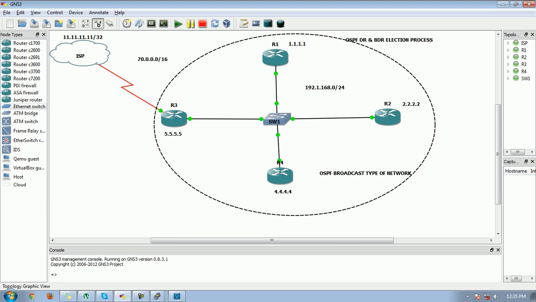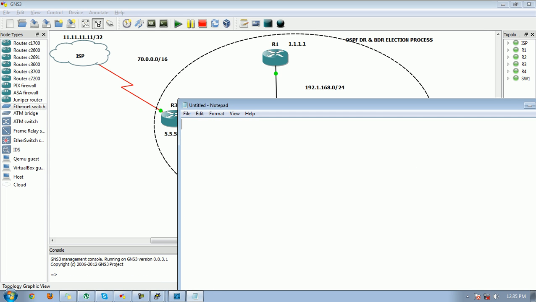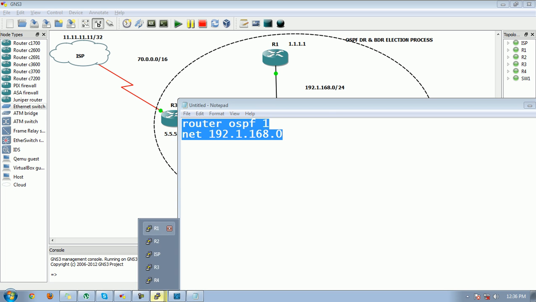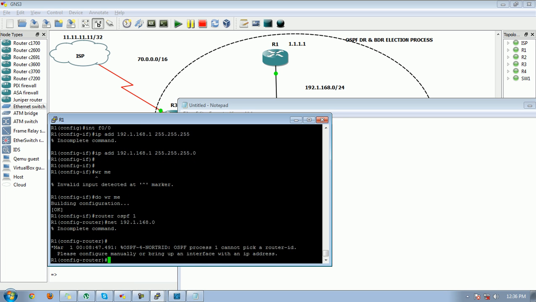Now what I'll do, I'll run OSPF. So instead of typing the commands on each and every device, I'll write it on a notepad and I'll paste it. Router OSPF 1, network 192.168.1. This is what we have to type on all the devices. I'll paste it on router 1 first. Okay.